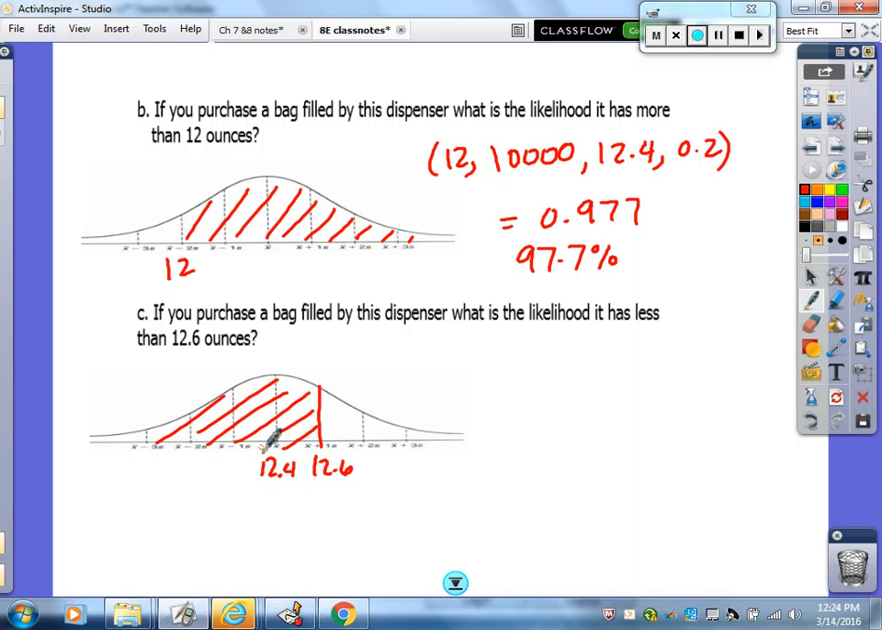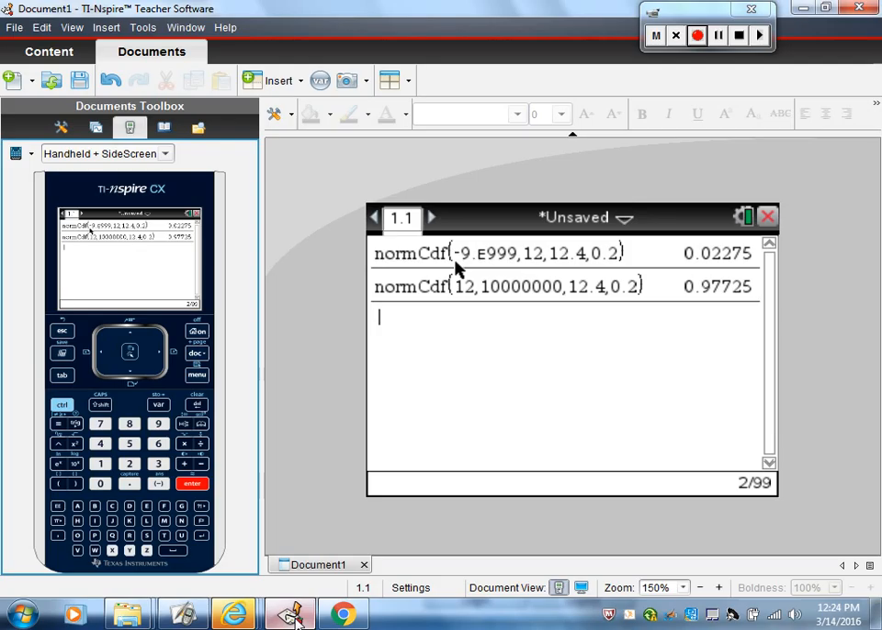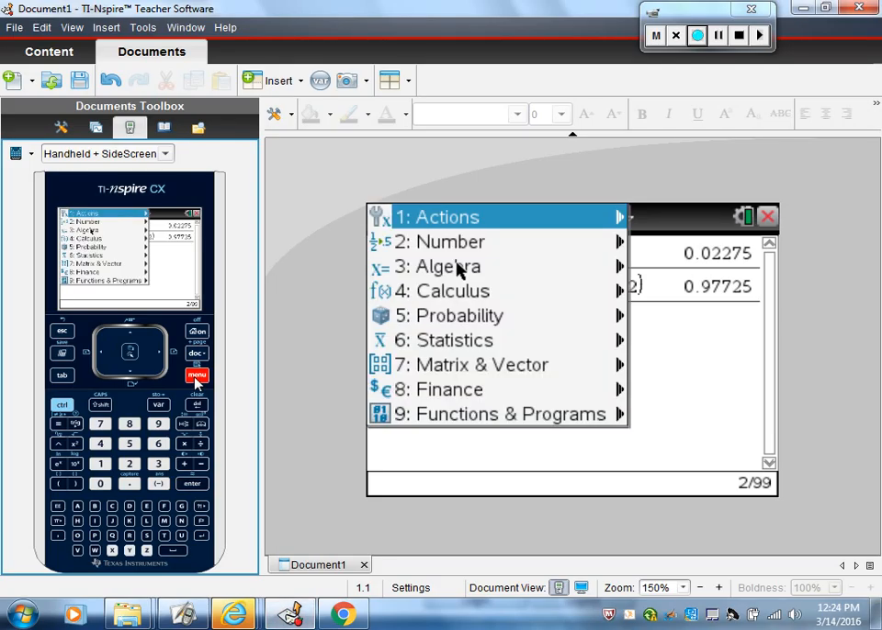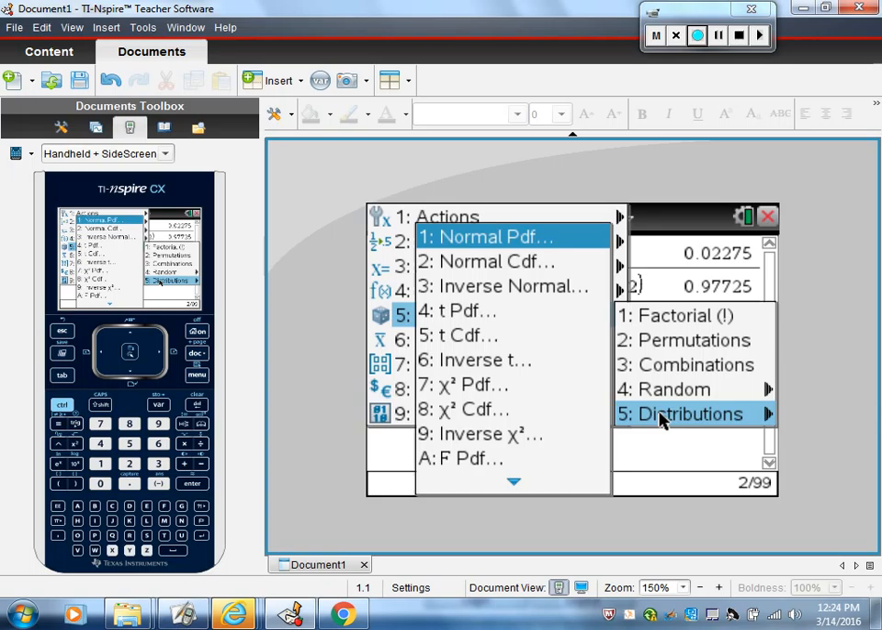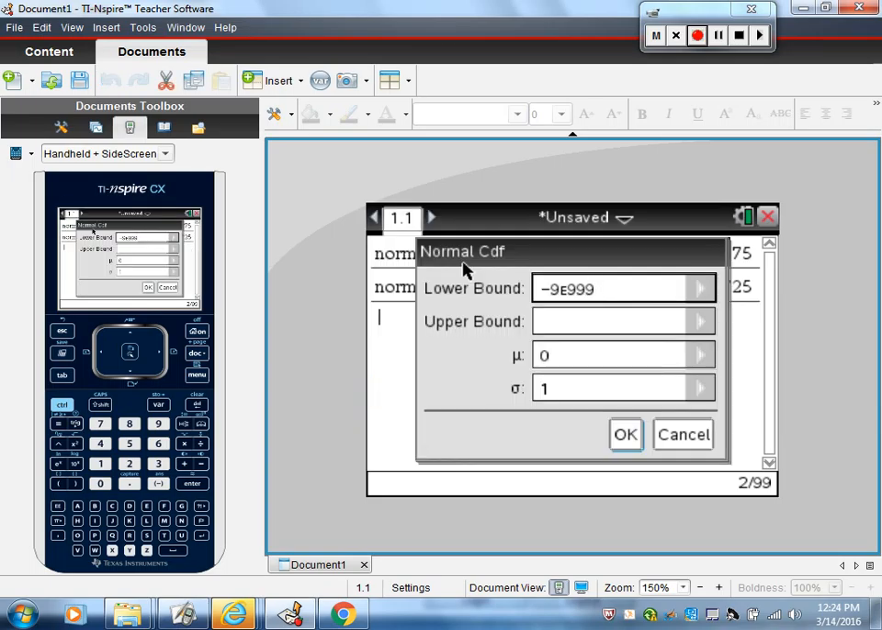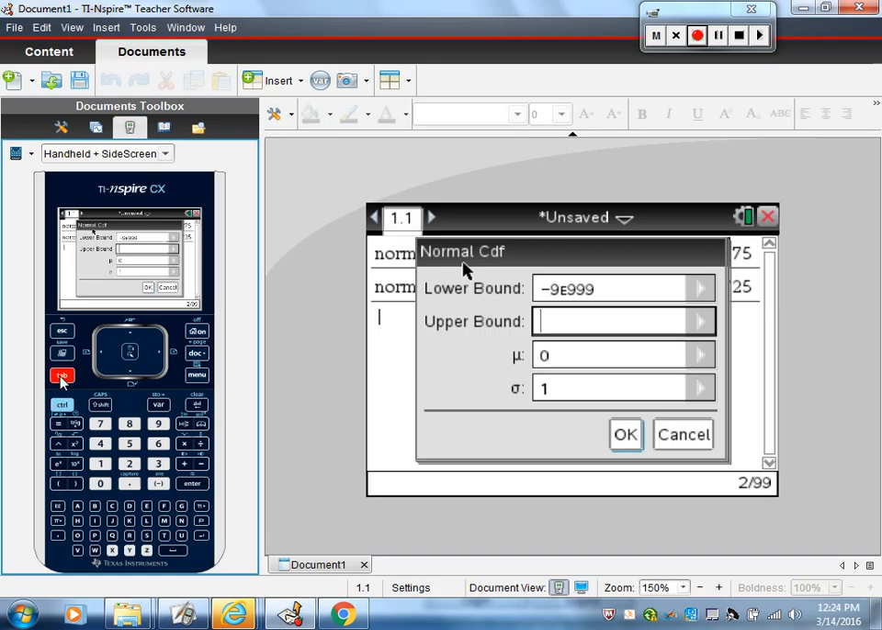All right, so remember it's lower bound, upper bound, mean, standard deviation. So our lower bound here is a really small number. We can use the default on the calculator. Our upper bound, it's stopping at 12.6. Our mean is 12.4, and our standard deviation is 0.2. Okay, so let's look it up in the calculator. So we're going to go Menu, Probability, Distribution, and we want normal CDF. We only use those two. All right, so our lower bound, upper bound is our 12.6, our mean, and our standard deviation.